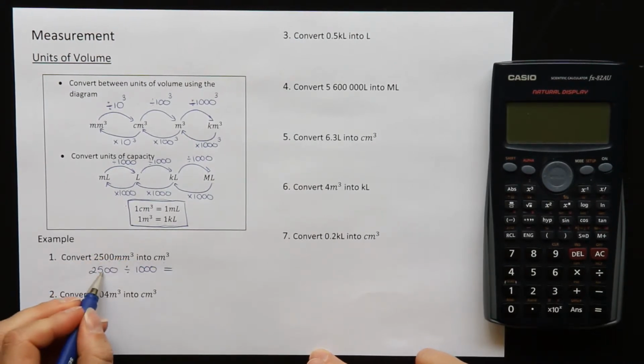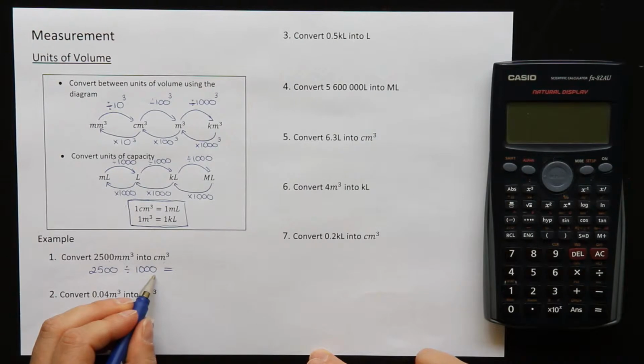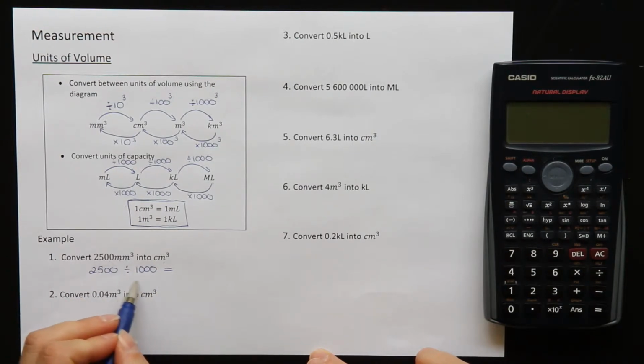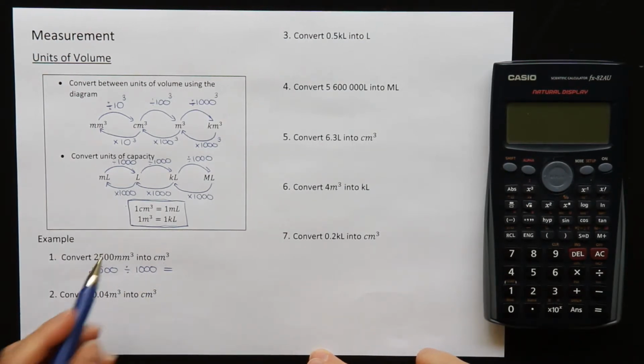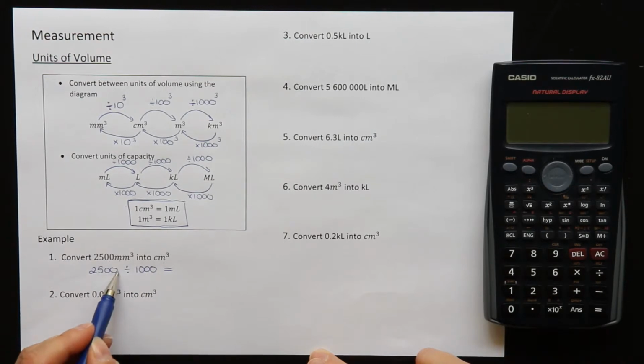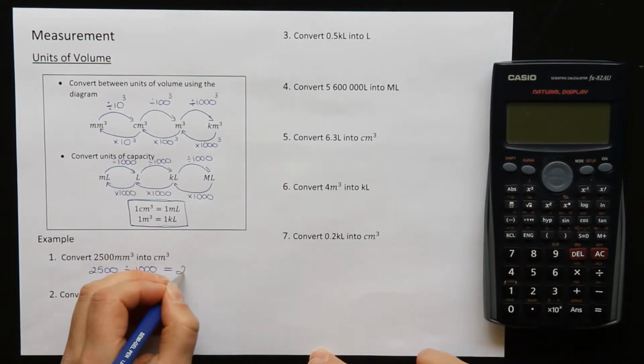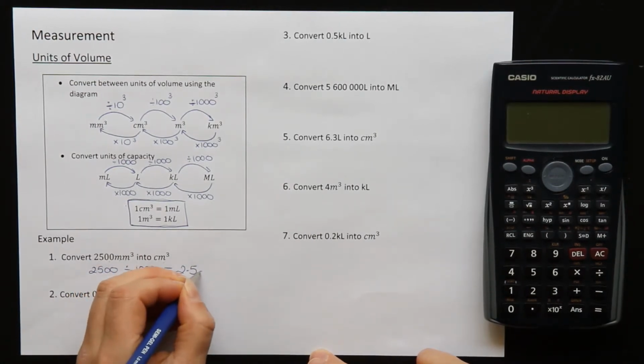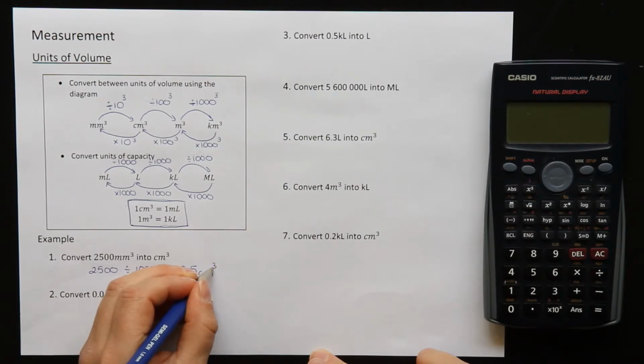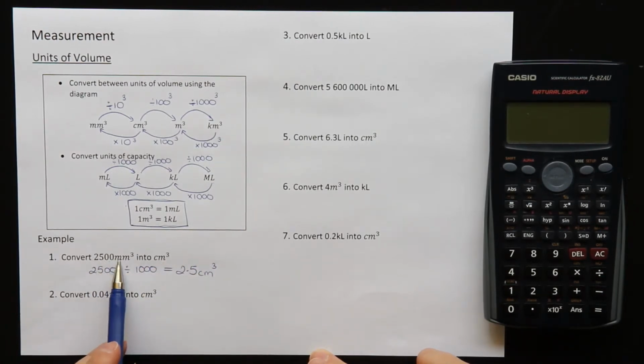So 2,500 divided by 1,000. You can either type that into your calculator or you can get a bit of practice dividing by lots of 10, which means if I divide by 1,000, I need to move my pretend decimal place back 3 places. 1, 2, 3 would be 2.5 centimeters cubed. So 2,500 millimeters cubed is only equal to 2.5 centimeter cubes.